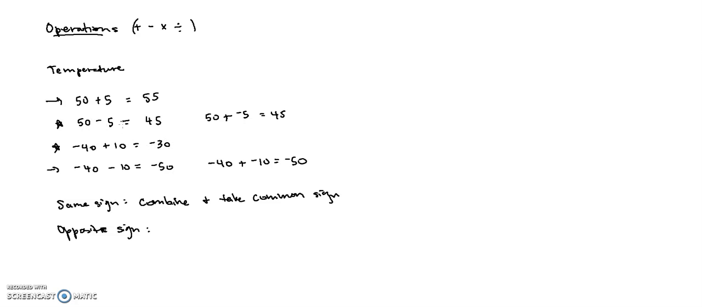So what you do is you find the difference of the two numbers, ignore the signs, find the difference of the two numbers, and then what happens is the larger number is going to dominate. So if we were at positive 50, this little negative 5 isn't going to send us into the negative numbers. We're at positive 50, we're going to stay positive, 45. Or if we're at negative 40, 10 degrees isn't going to get us out of the negatives. We're still going to be negative. Okay, so you find the difference. And to do the difference, we always do the bigger number minus the smaller number. Find the difference and take the sign of the larger number.